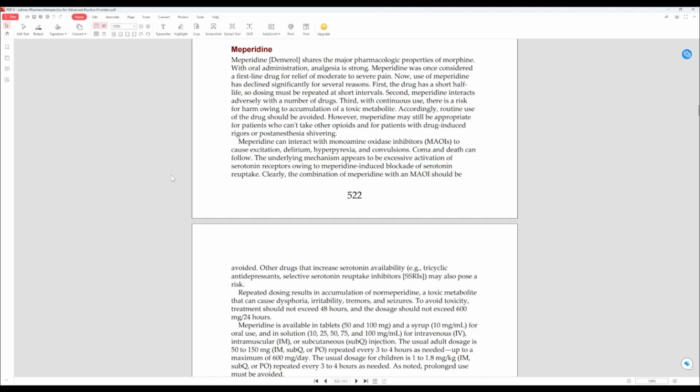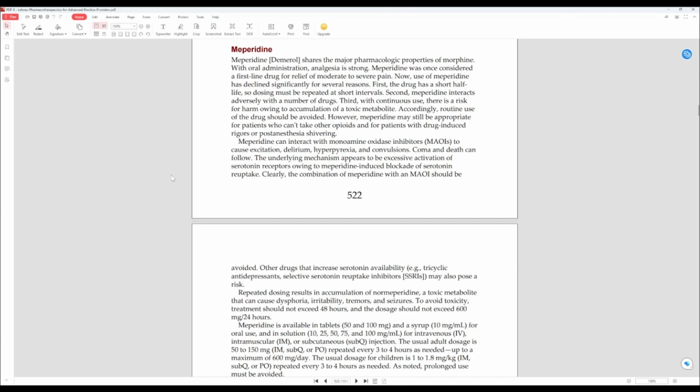Second, meperidine interacts adversely with a number of drugs. Third, with continued use, there is a risk for harm owing to accumulation of toxic metabolites. Accordingly, routine use of the drug should be avoided. However, meperidine may still be appropriate for a patient who can't take other opioids and for patients with drug-induced rigors or post-anesthesia shivers.